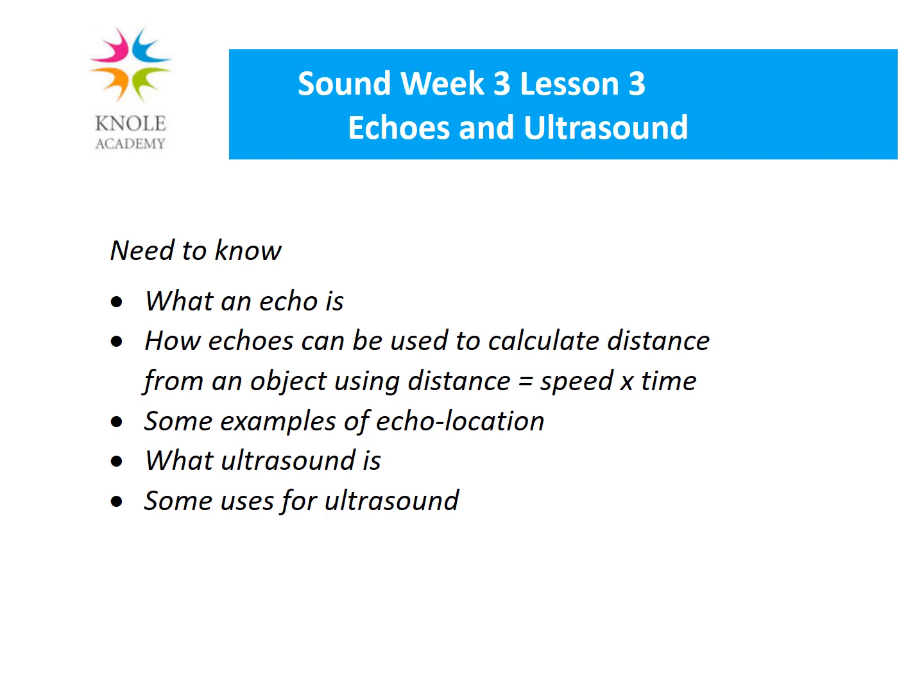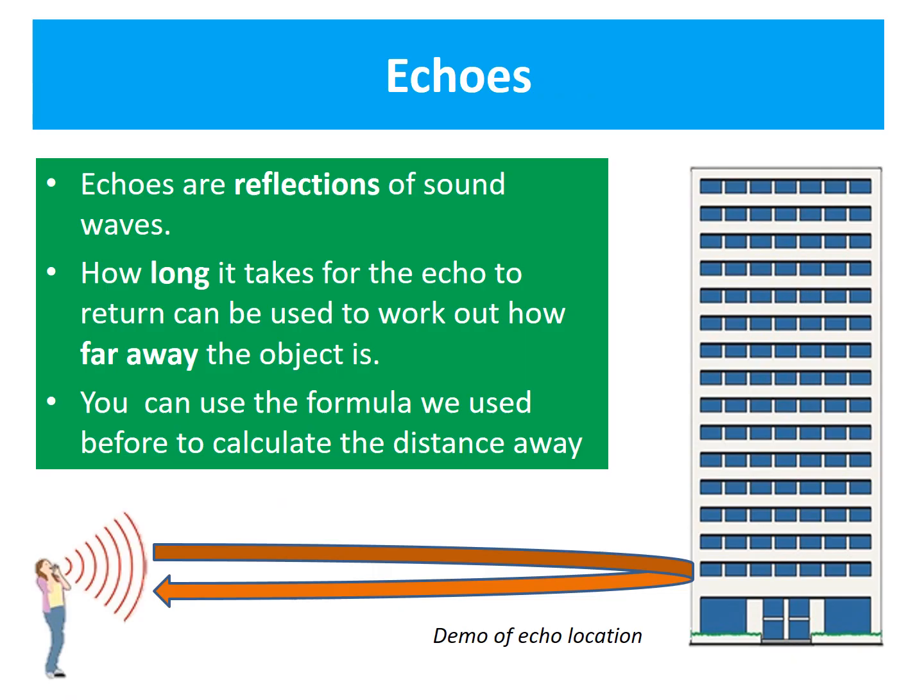So the things we need to know by the end of the lesson are what an echo is, how echoes can be used to calculate distance from an object using the formula distance equals speed multiplied by time. We're going to learn about some examples of echolocation. We're going to learn about what an ultrasound is, and then hopefully some uses for ultrasound as well. So why not dive straight in with what an echo is?